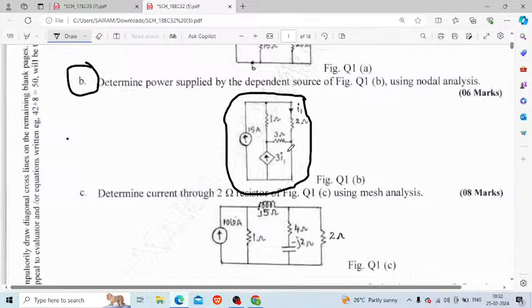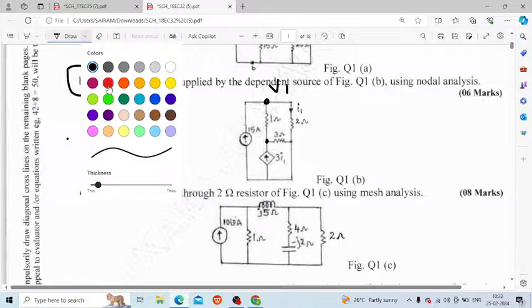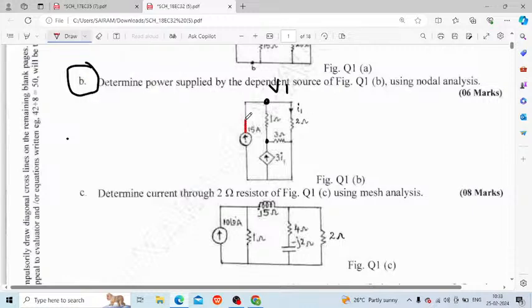In this problem there is 3i1, that is a current dependent current source. If you mark a node over here, this is my node v1, students. I'll tell you why you have to learn this problem. Here the positive of the 15 ampere source, one end of the 1 ohm and the other end of the 2 ohm.